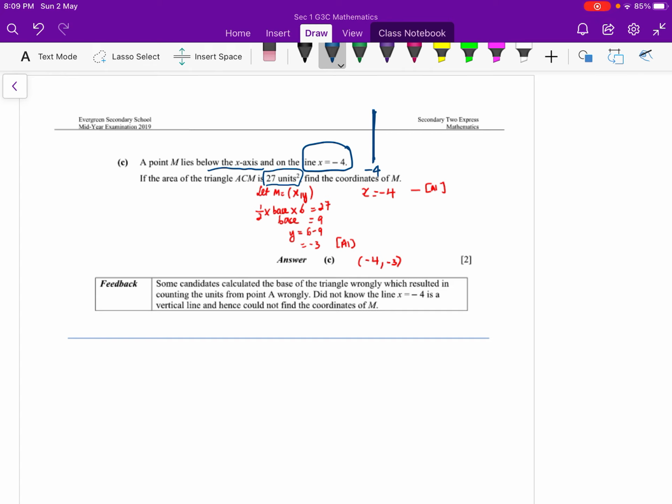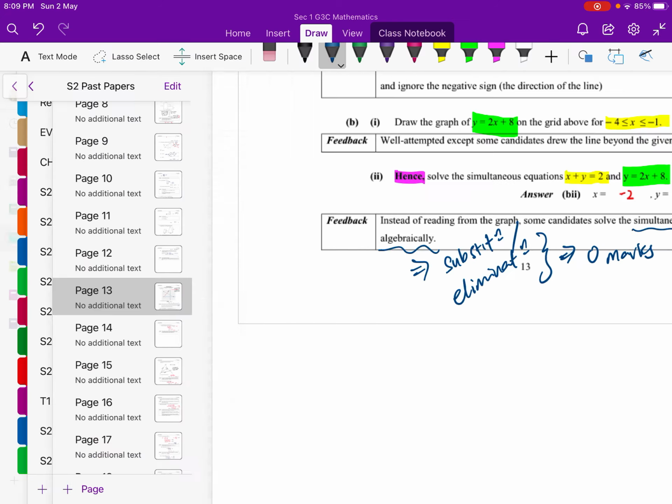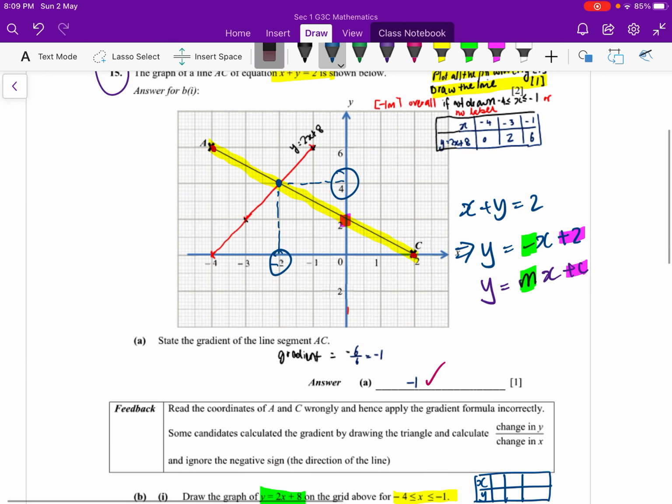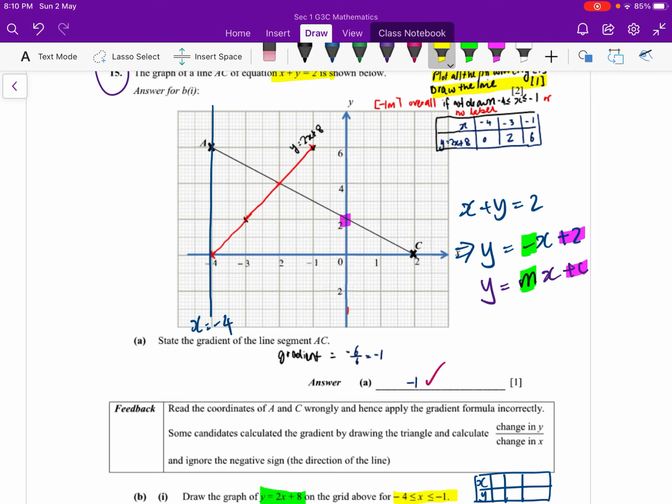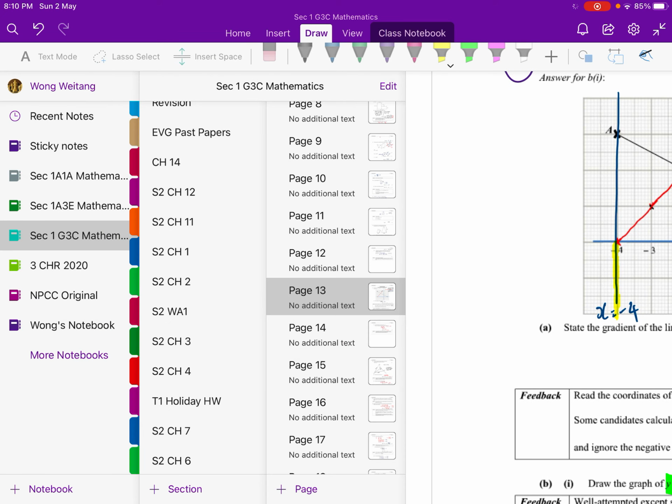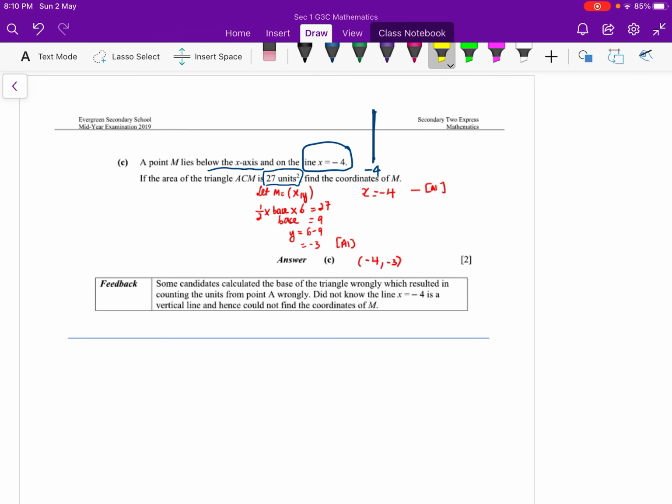Okay, at least we now know that the x coordinate is negative 4 based on the equation of the graph. Okay, go back to the diagram, remove all your unnecessary markings. So this is our line x equals negative 4. We also know that it lies somewhere here. We just do not know the y coordinate. Then the area of the triangle called ACM is 27 square units.